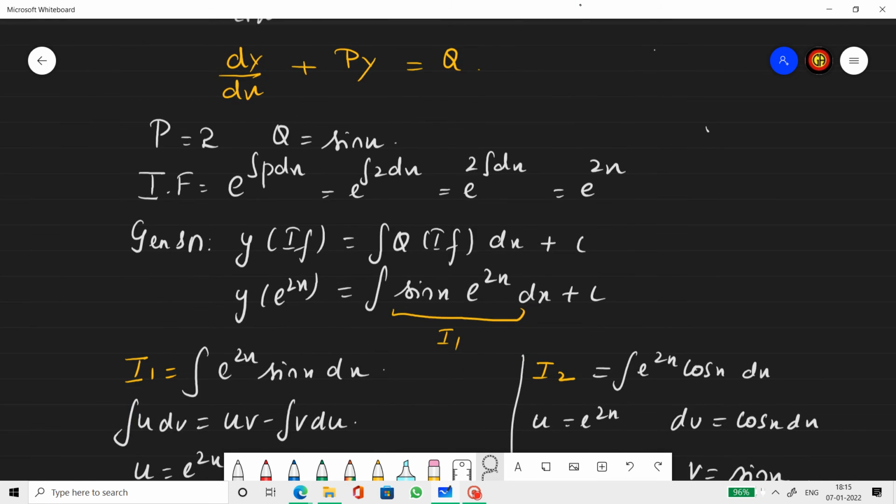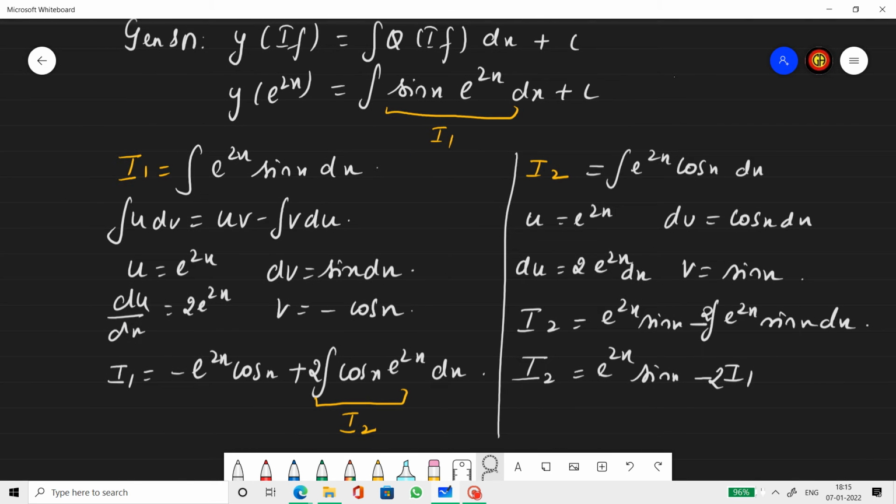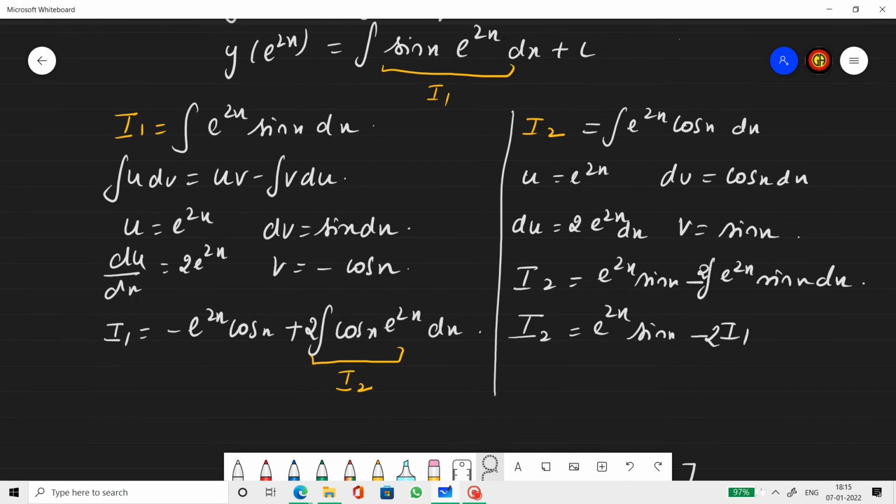Now put it in the formula: y times integrating factor equals integration of q into integrating factor dx plus c. Q is sin x. The integrating factor is e power 2x. Now it is about your talent of integrating this. It could be any type of integration; here it is integration by parts. I have separated this as I1, otherwise it will be too long to handle in one step. So integration of sin x into e power 2x dx is taken as I1.